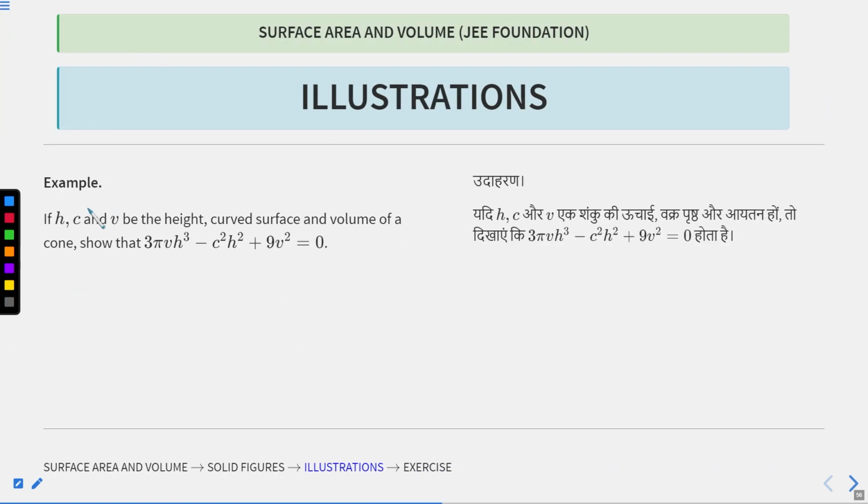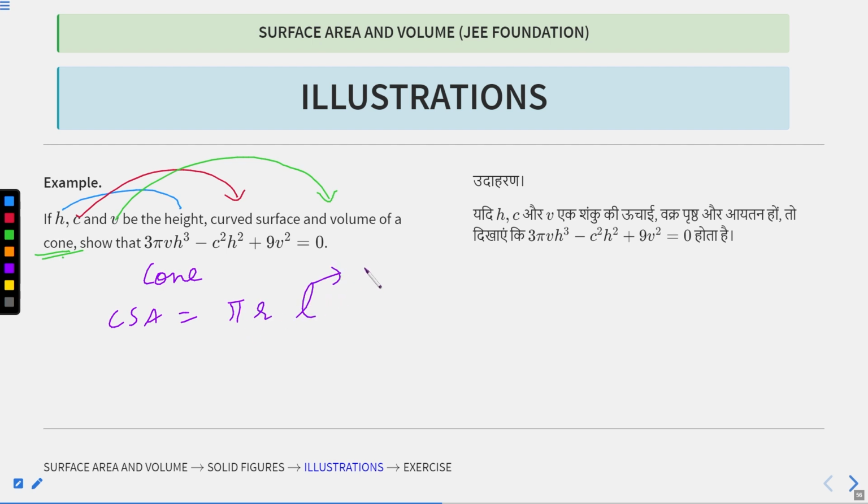In this problem, it says if H, C and V be, H is my height, C is my curved surface and V is my volume, and all these terms are related to the cone. That means height of the cone, curved surface of the cone, volume of the cone. Let me recall the formulas for the cone. The curved surface area is pi r L. L means slant height. Don't confuse height and the slant height.